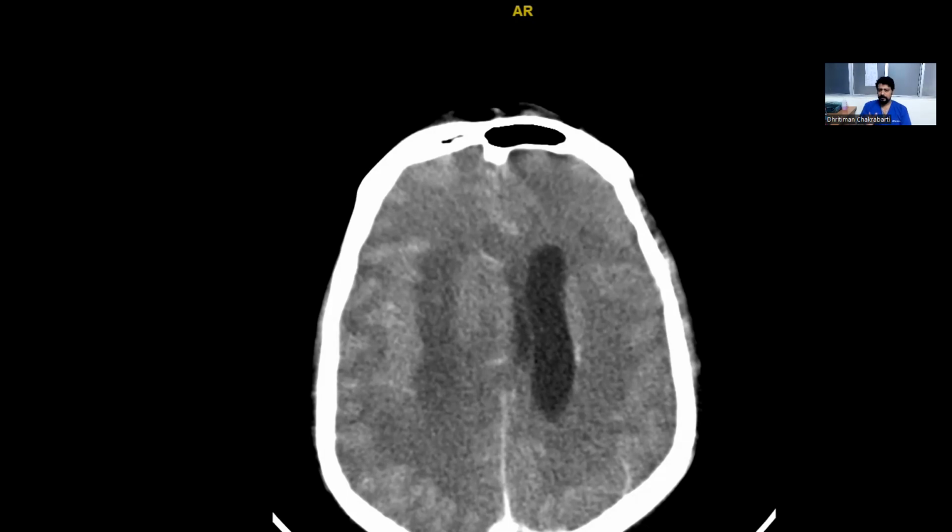Okay, now if the patient's head is completely in the middle, like in this case, you will get a correct answer from that. Okay, but if the patient's head is tilted slightly, then you will not get a correct answer. At that time, please use this method.